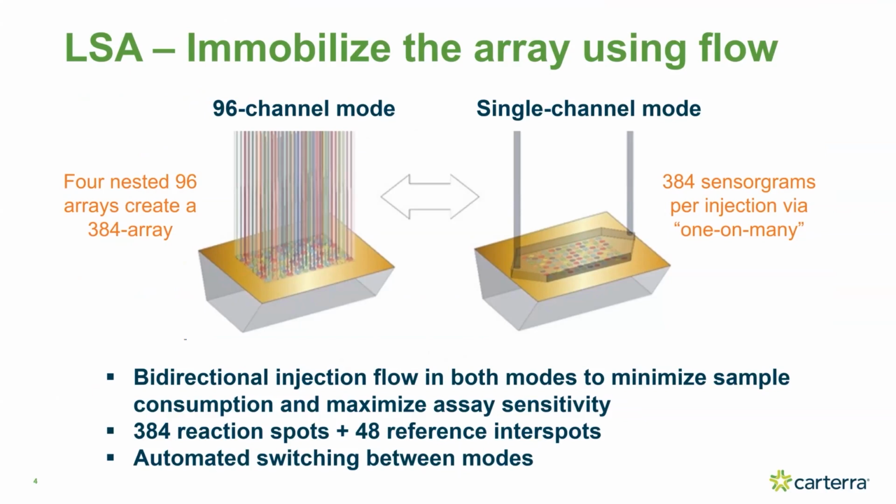So the way the system works is that the 96-channel manifold can print or capture or immobilize up to 4 different sets of 96 onto the array at the same time, creating a 384-spot array. And then the single-channel module can dock onto that and do the single injection, we call it one on many, that exposes all of the spots on the array to the same fluid at the same time for either kinetics or epitope binning. And the two modules can switch on and off the chip surface during a run automatically.